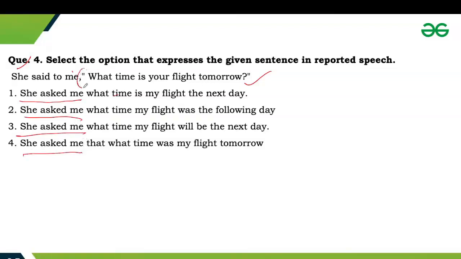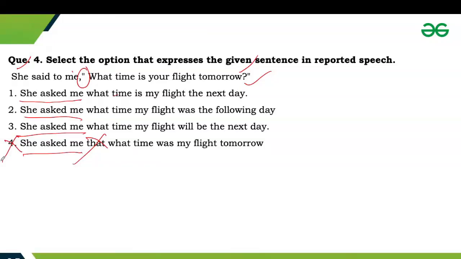Now we will remove the inverted commas, and we can clearly see that the reported speech is of interrogative structure. Second thing, we are using what as a conjunction here, so we will not use that. So this one is wrong, this one is wrong. The interrogative structure is: what time is your flight tomorrow.